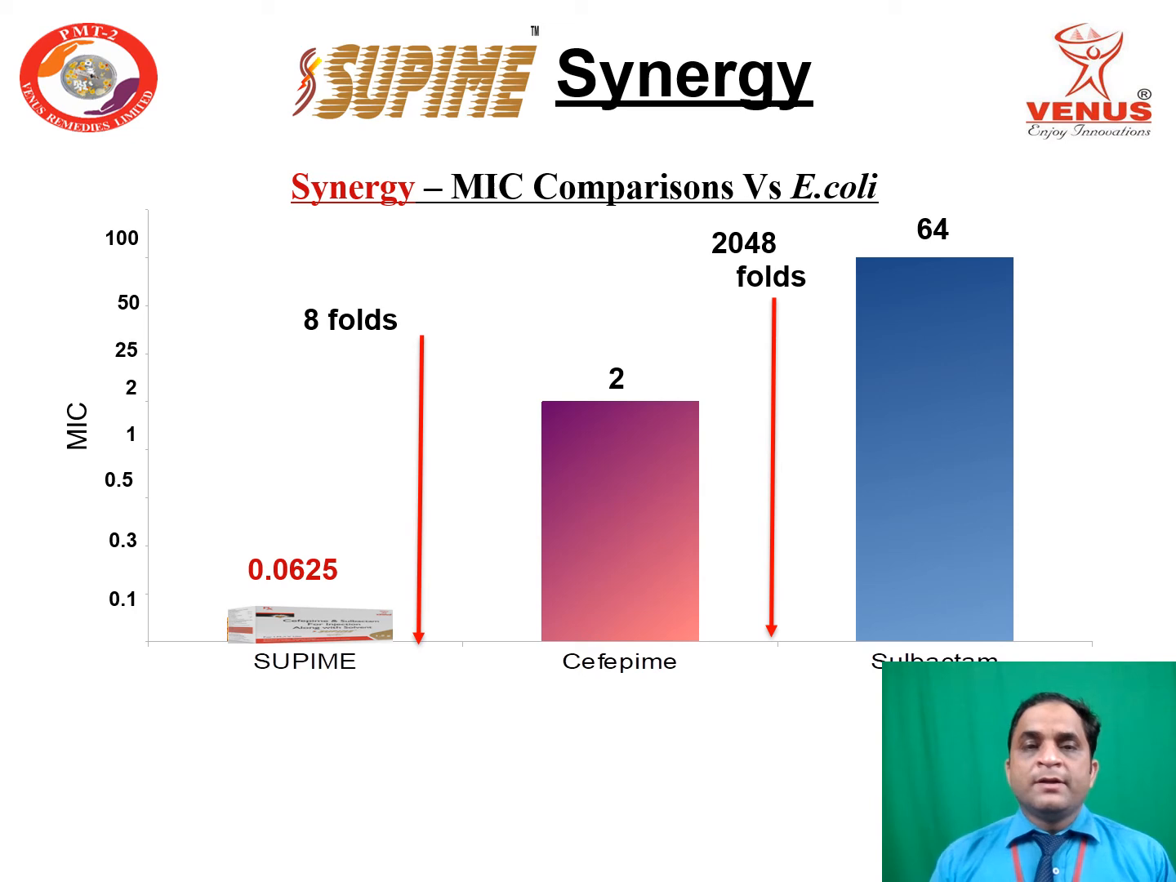Next point, synergy or MIC comparison versus E. coli. You can see that against E. coli, again the MIC of sulbactam and cefepime is very high, 2 to 64. But after the synergy formation of these two molecules, now E. coli can be inhibited by Supine at a very low MIC, just 0.0625. So again, this is the perfect example of synergy.